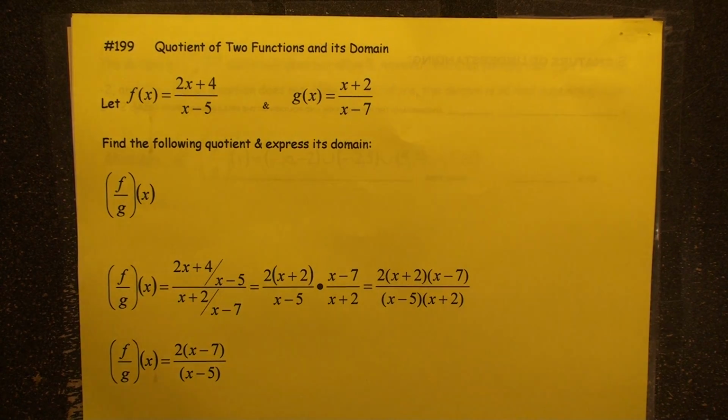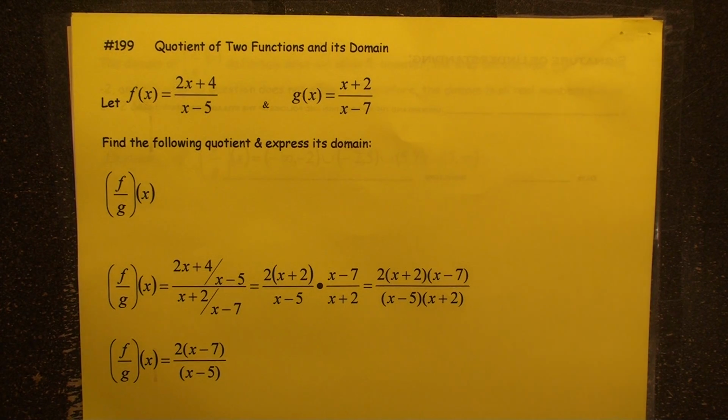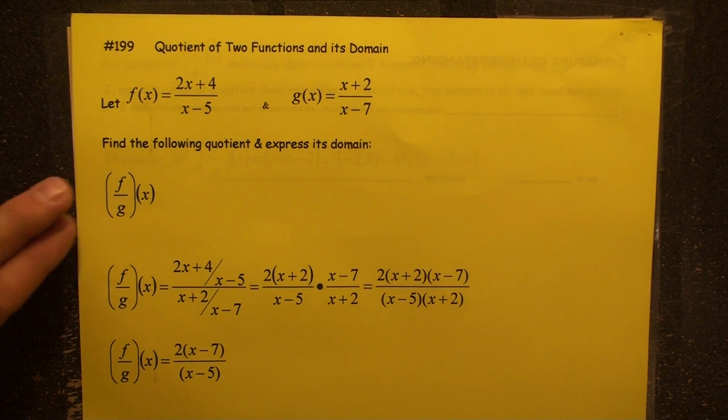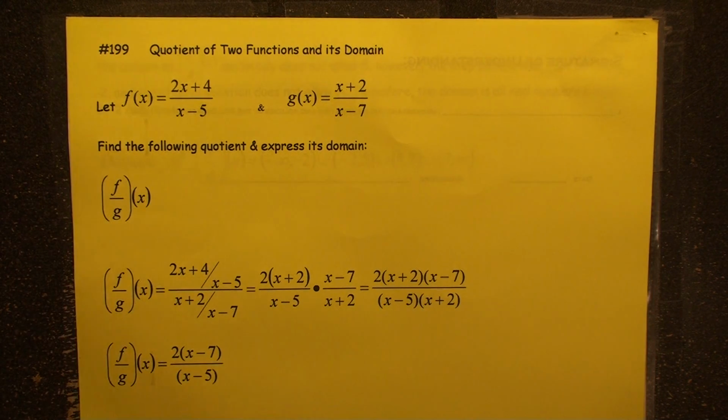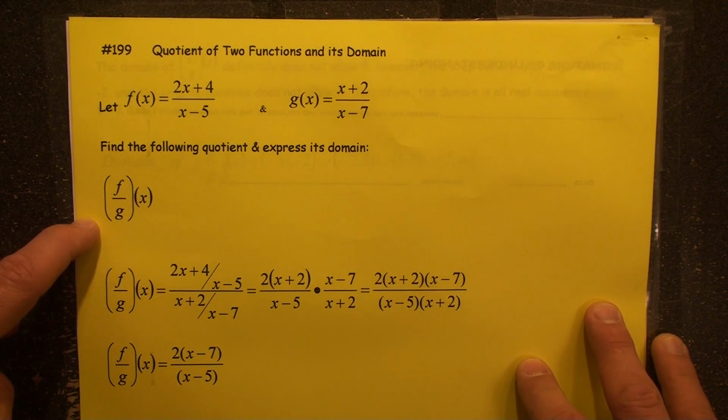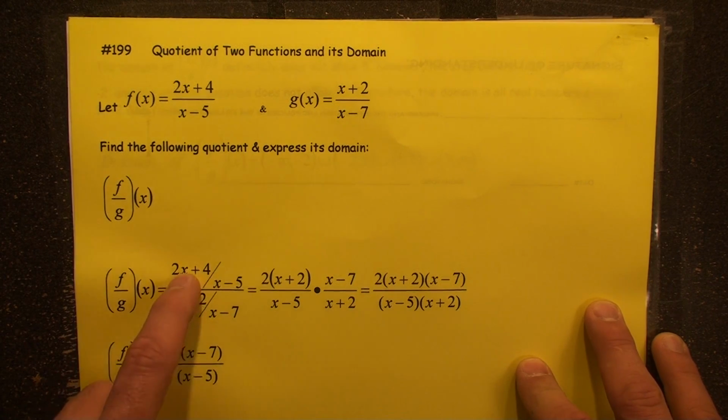Video number 199, quotient of two functions and its domain. So we're going to take these two rational functions, do a quotient, simplify it, and then find the domain in this video. All right, so we've got f over g. We're just going to take f divided by g.